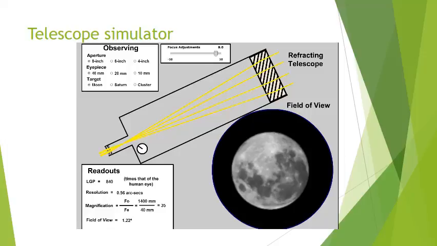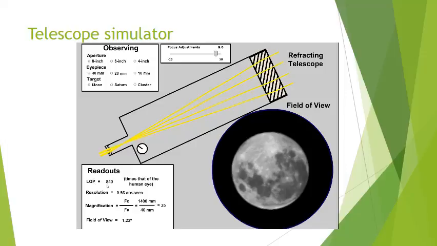Okay, so now that you're familiar with some of the different powers of a telescope, light gathering power, resolving power, magnifying power, let's see them in action using this telescope simulator. So notice we're looking at the moon, and we're using an 8-inch telescope with an eyepiece that's 40 millimeters focal length. And so there's several different things we see here.